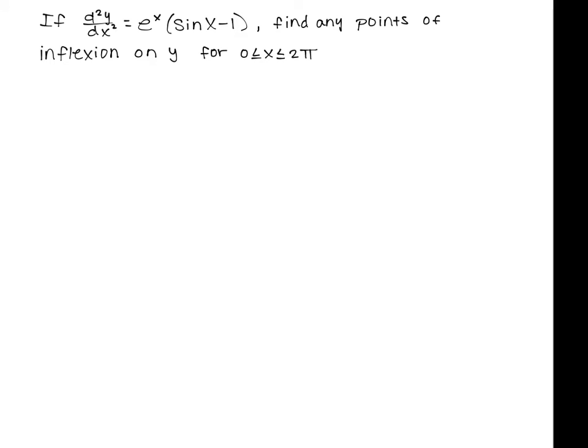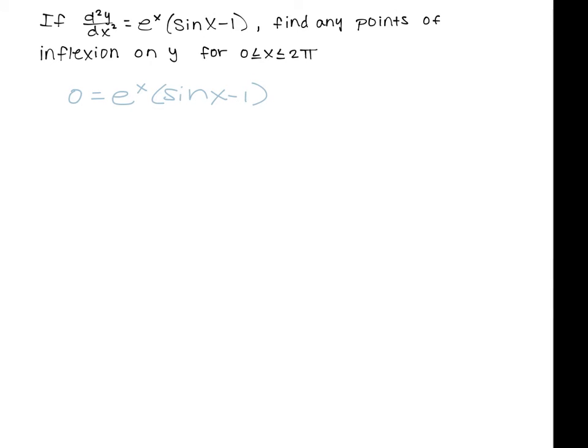Okay, so let's look at another example. So it says if d squared y over dx squared equals e to the x times sine of x minus 1, find any points of inflection on y between 0 and 2 pi. So one thing that's important to note here is that they are giving us the second derivative. So we don't have to differentiate at all to find our points of inflection. We're just going to set our second derivative equal to 0. It's always our first step to try to find any points of inflection.